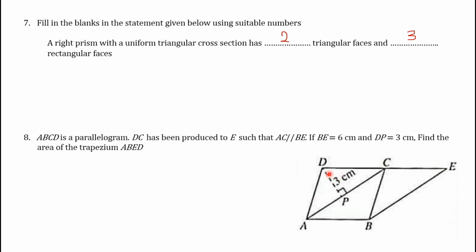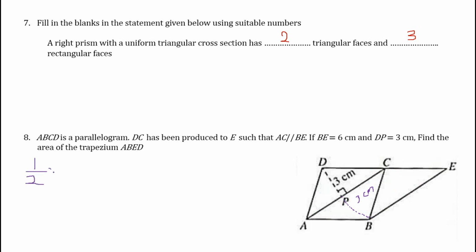Now let's find the area of this triangle. The base AC will be 6 cm. They have already told us BE equals 6 cm, so that means AC will also be equal to 6 cm. And if you find the area of this triangle, you don't need to find the area of this triangle, because the area of this triangle will also be equal to the area of this triangle.